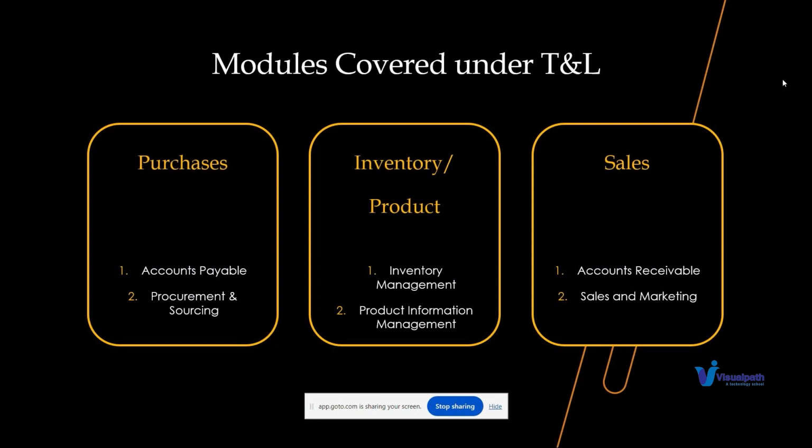Our course is all about trade and logistics, and in trade and logistics, these are the 6 modules that we are going to cover in our classes. Trade and logistics is categorized into 4 areas: purchase management, sales management, product management, and inventory management. These are the 4 areas that the trade and logistics topics are spread across, and these topics are spread across 6 modules in Dynamics 365.